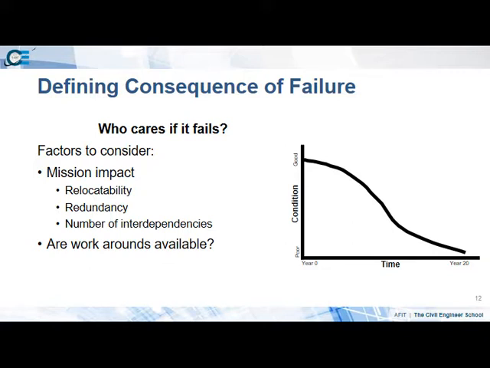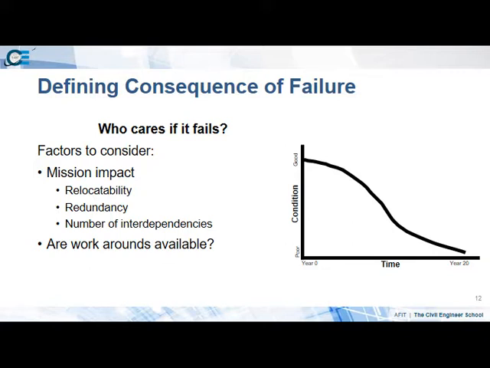It was a function of an asset's relocatability, redundancy, and the number of interdependencies in the mission. So when we say relocatable, can we relocate the function in that facility to another facility? Redundancy, are there other facilities like it that are doing the same thing, or any backups? And then finally, the number of interdependencies, or the amount of stakeholders that that particular asset has.